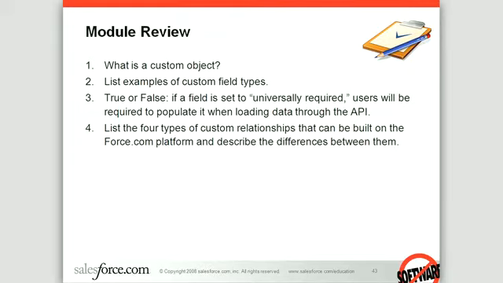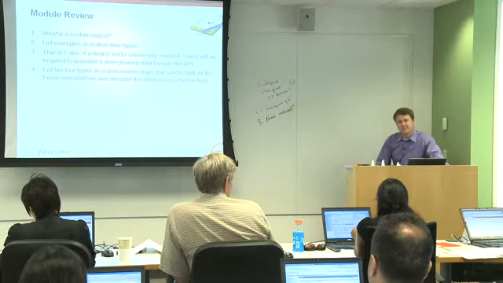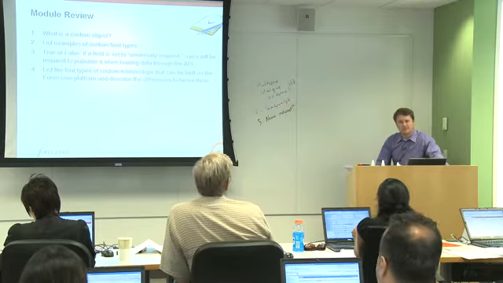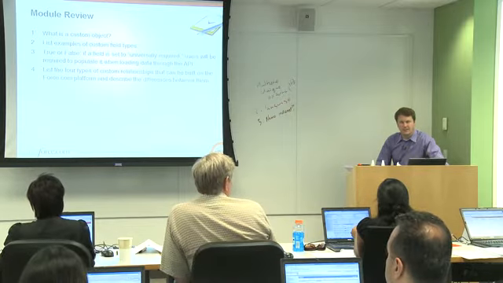Very good. So Anu, list examples of custom field types. What are some of the different types of fields? Like a pick list. Text. Date, time. Multi-pick. That's great. There are about 15 to 20, but pick lists, text, datetime, numeric ones.